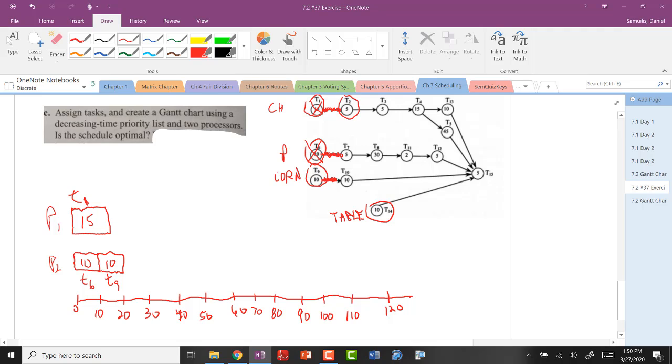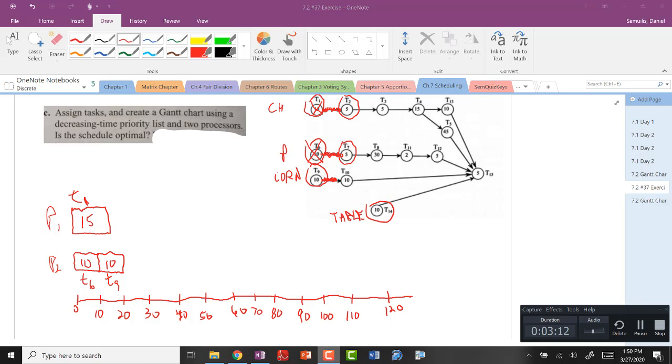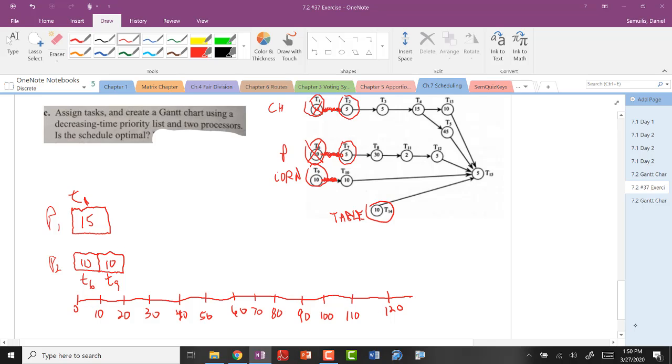Okay, so now that just leaves two circles that are open. Wait, did I make a mistake? Oh boy, I did. That was open when T6 finished. Let me pause for a second to make sure I didn't make a mistake there. No, I didn't. When that was finished, T5 was open, but still 10 minutes is longer than 5, and this is a decreasing time priority list, so you want to pick the highest numbers that are open first, which means T14 is now open for processor 1.